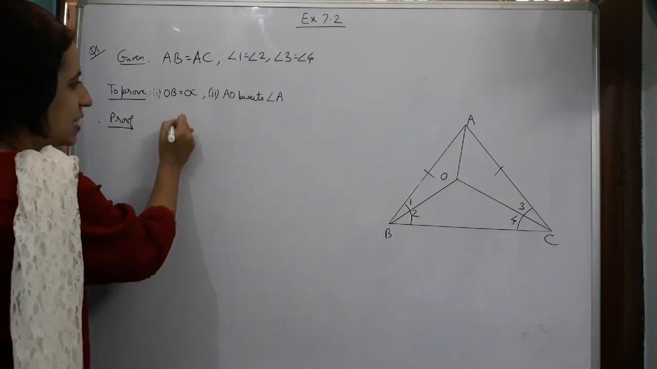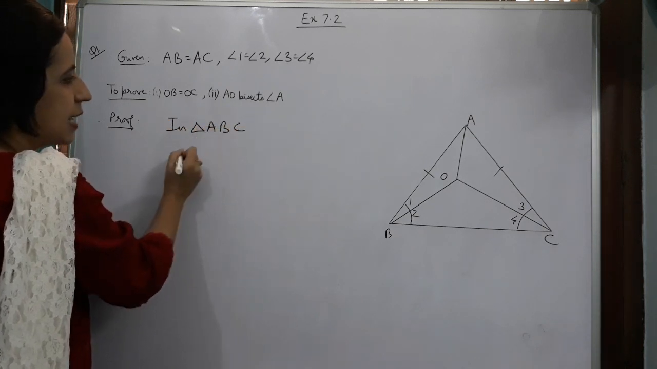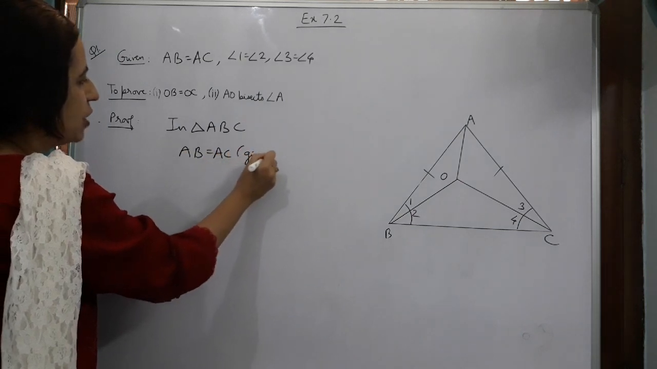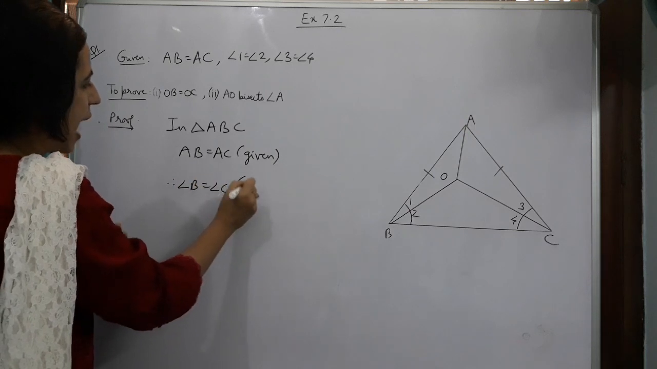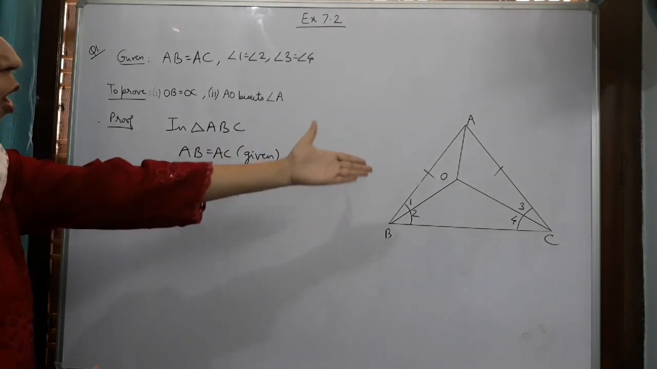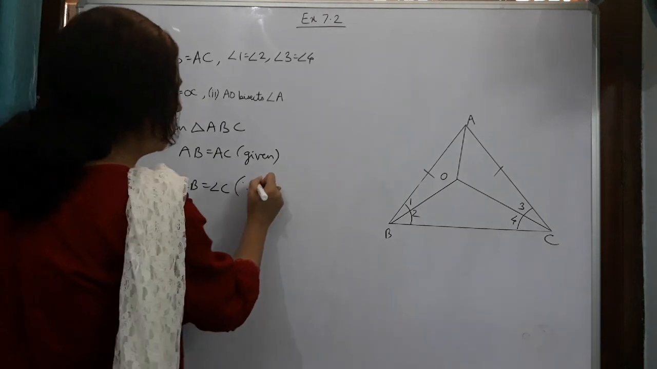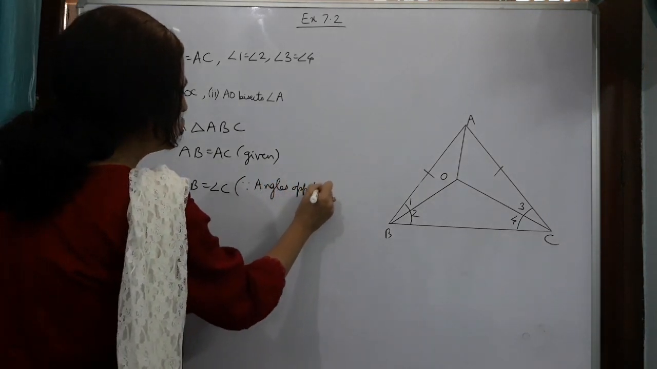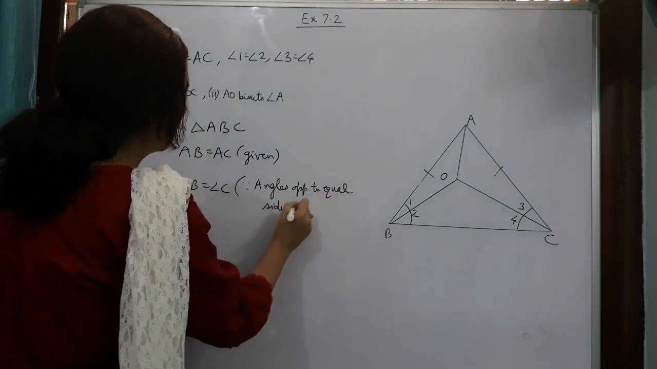Now we prove it. We take triangle ABC. In triangle ABC, AB is equal to AC. This is given to us. So definitely angle B would be equal to angle C. And what is the reason? Since angles opposite to equal sides are equal. So let us write down over here, since angles opposite to equal sides are equal.